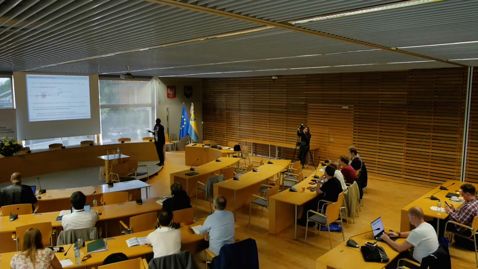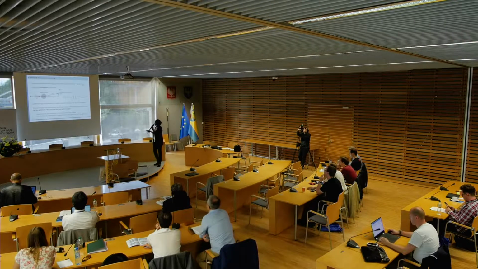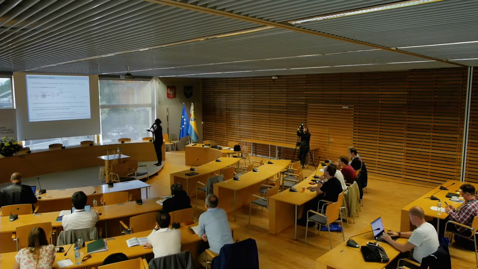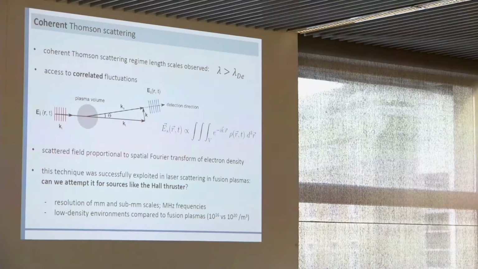If you recall, Thomson scattering is just the scattering of an electromagnetic wave on free electrons in the plasma. The idea here is that we can have access to different types of information according to the scales that we look at. So in the coherent Thomson scattering regime, which concerns us right now, we're going to be looking at length scales which are much larger than the electron Debye length. What that means is that we're not going to be looking at individual electron fluctuations. We're going to be looking at fluctuations which are correlated at large scale, what the electrons are doing in bulk.